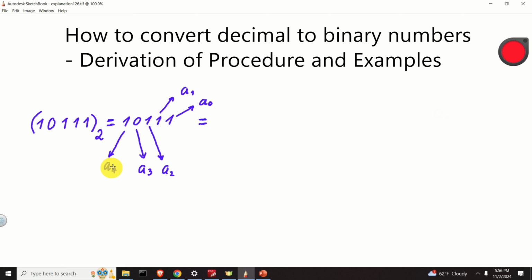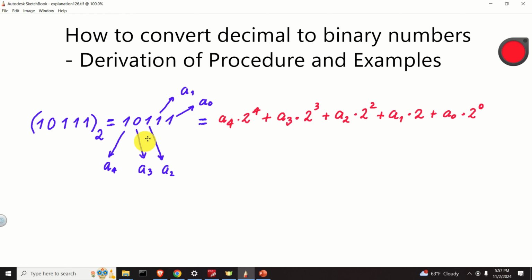We take the A4 coefficient and we multiply A4 by 2 to the power 4. Then we take the A3 coefficient and we multiply A3 by 2 to the power 3. Then we take the A2 coefficient and we multiply A2 by 2 to the power 2. Then we take the A1 coefficient and we multiply it by 2. Then we take the A0 coefficient and multiply A0 by 2 to the power 0. Let us now substitute the values.